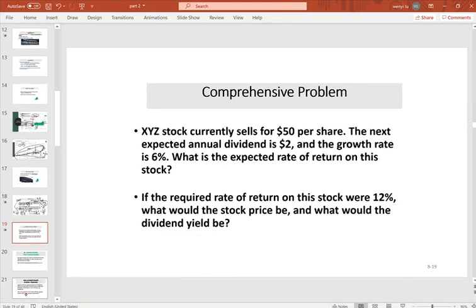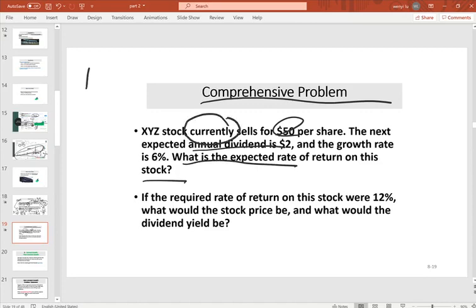Let's do one more question, a comprehensive problem. XYZ stock is currently selling for $50 per share. The next expected dividend is $2 per share. The growth rate is 6%. What's the expected rate of return on this stock? So P0, the price now, equals $50 per share. The next dividend D1, the dividend paid in the next year, equals $2 per share.